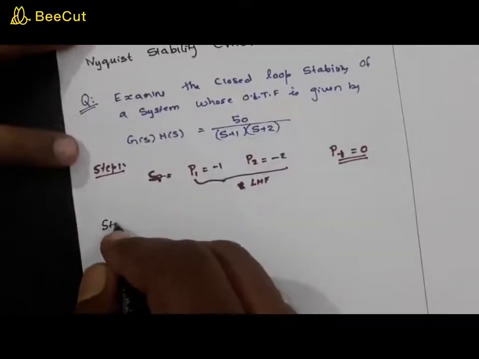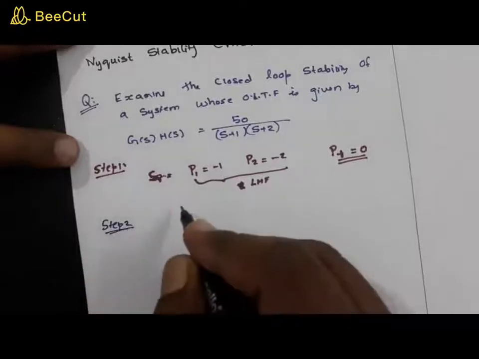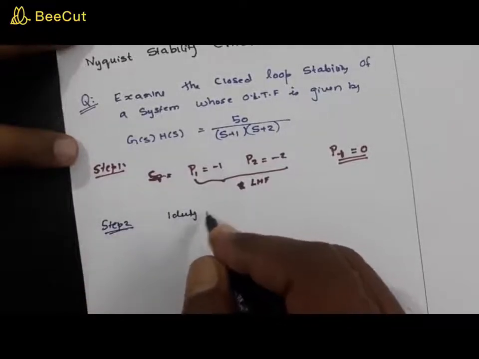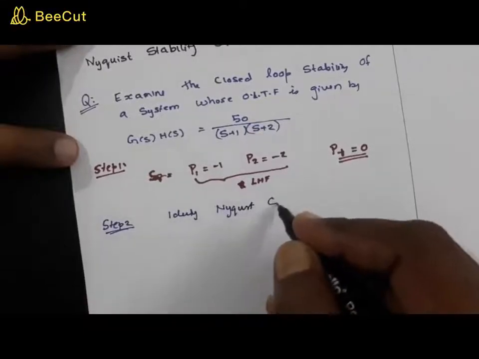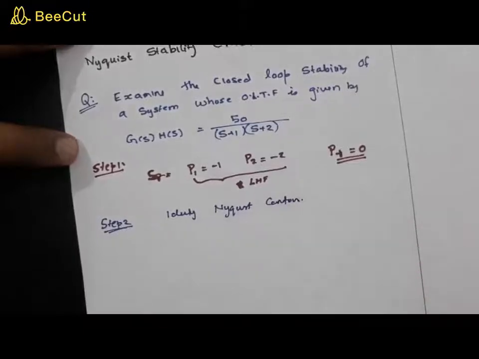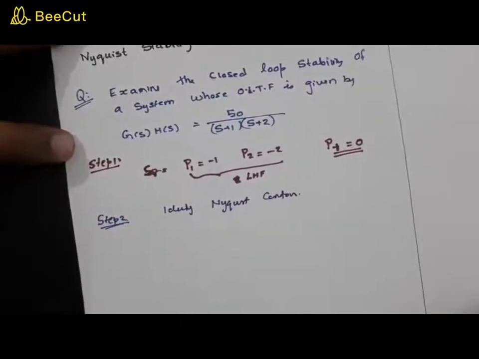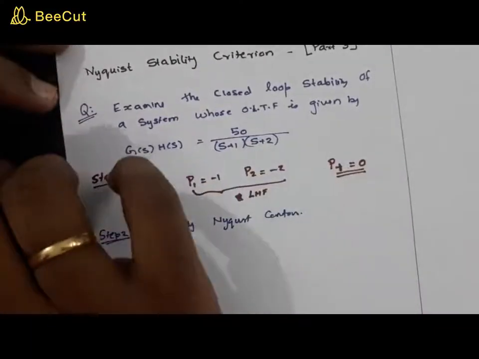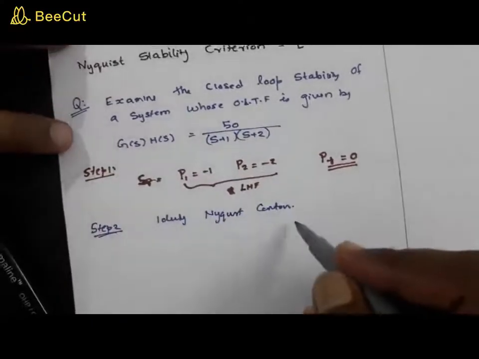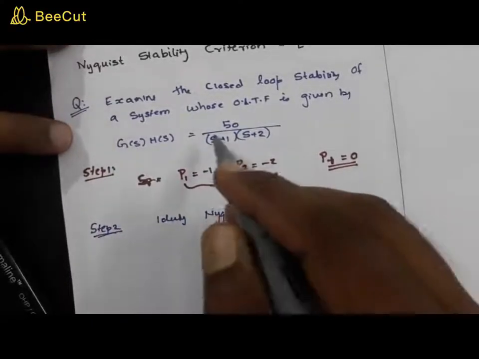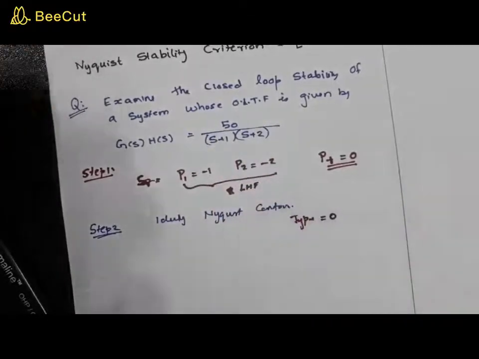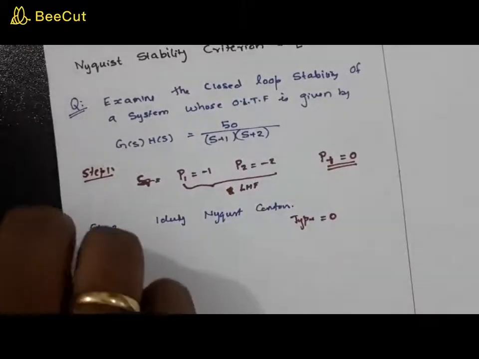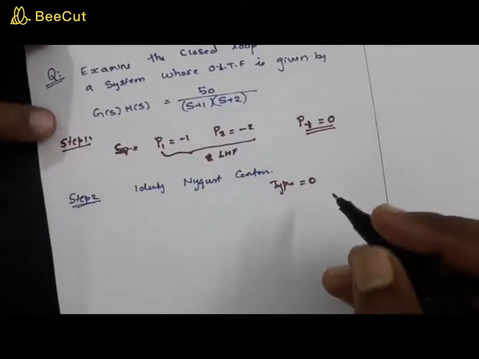Okay, now coming to step 2. In step 2, you need to identify the Nyquist contour, or the contour in the S-plane that you need to map in G(j omega) H(j omega). For that, the first thing that you need to identify is the type of the system. What is the type of the system? Because there is no s term over here, or it is actually s raised to 0, this is a type 0 system. That means type 0 system signifies that there is no pole at the origin.